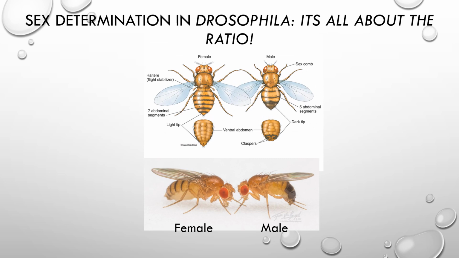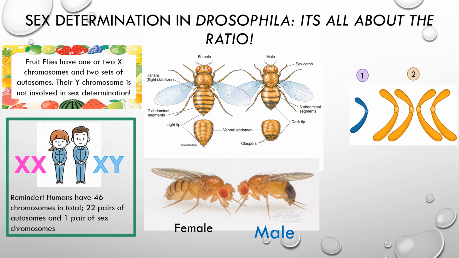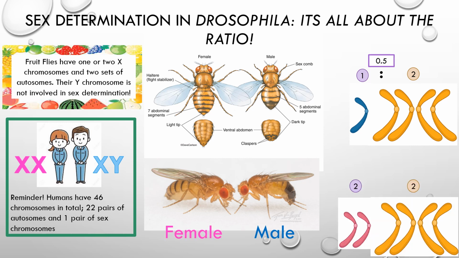In Drosophila, sex determination is all about the ratio of autosomes to sex chromosomes. Flies have 1 or 2 X chromosomes and 2 sets of autosomes. Male flies have 1 X chromosome and 2 sets of autosomes, a ratio of 0.5. Female flies have 2 X chromosomes and 2 sets of autosomes, a ratio of 1.